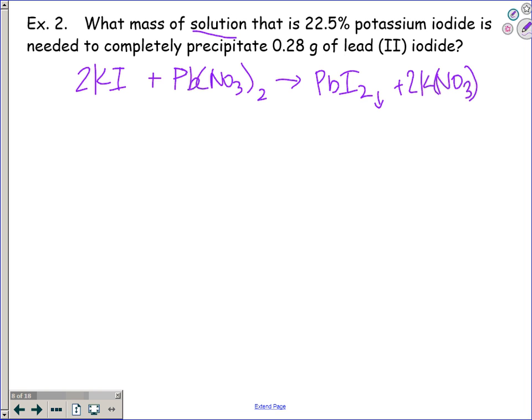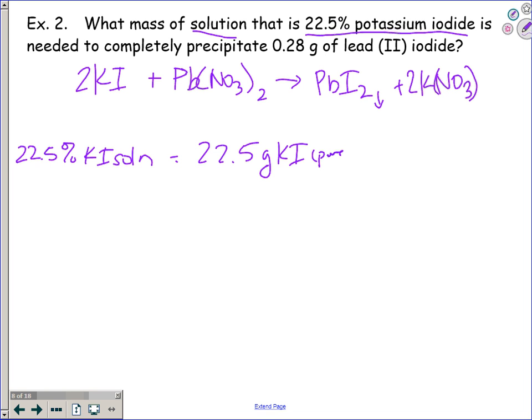If we have a solution that's 22.5% potassium iodide, that statement means this. And this might be helpful to write down very explicitly so you understand how to do this in the future. So if it's a 22.5% potassium iodide solution, that means that you have, in this case, 22.5 grams of potassium iodide, and I'll just put pure there so you understand that's different. That's the pure substance of potassium iodide for every, what if it's a percent? 100 grams of what? Of the whole solution, because the water's mixed with the potassium iodide. So I'll just put KI solution.